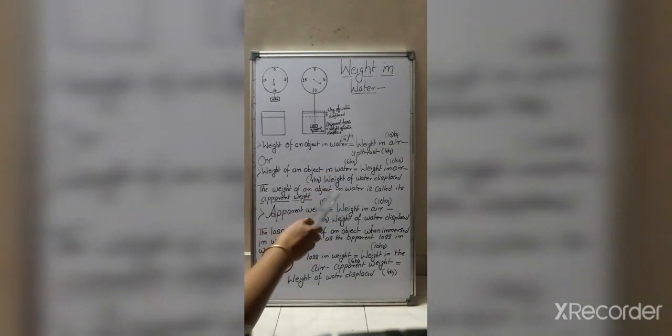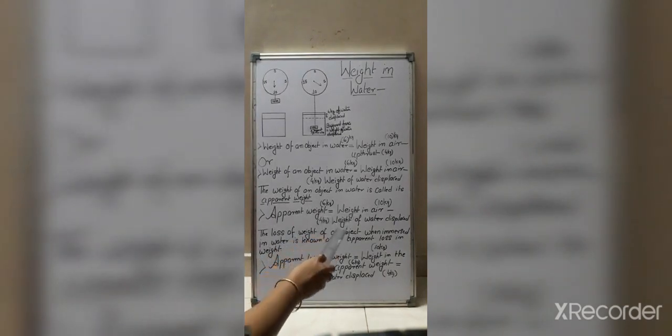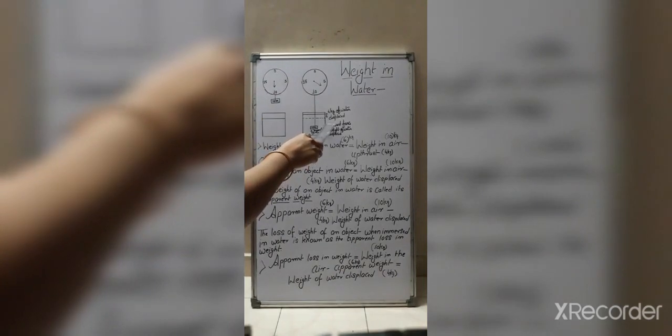Now the weight of an object in water is called its apparent weight. As we know, the weight of an object inside the water and when it is in air are different. It is not the same. So the weight of an object in water is called its apparent weight. Now apparent weight is equal to weight in air minus weight of water displaced. That is, weight in air is 10 kg and weight of water displaced is 4 kg. So apparent weight here becomes what, children?